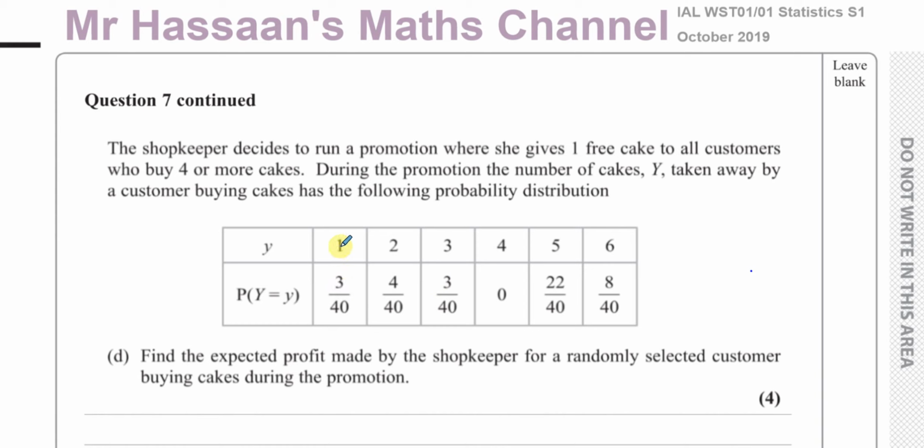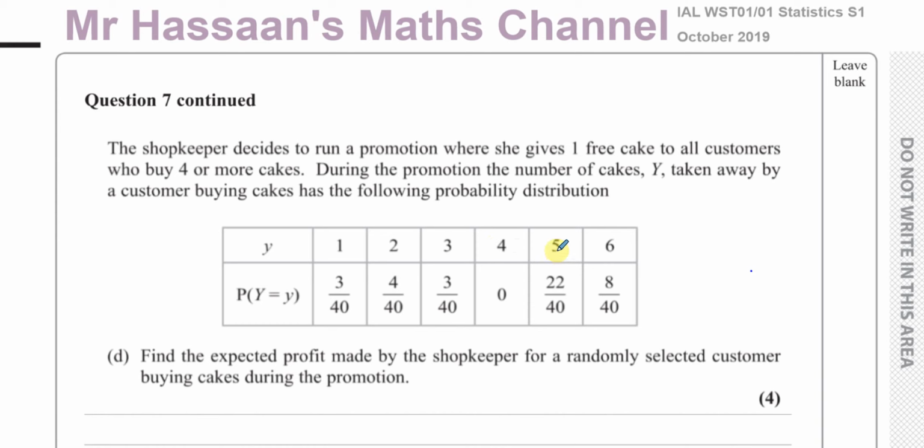So that's a probability of 1 cake being taken away, 2, 3. Of course, nobody's going to take away 4 cakes, because when they buy 4 cakes, they're going to be given 5 cakes. So no one's going to be taking away 4 cakes. If they buy 1 cake, they get 1 cake. They buy 2 cakes, they get 2 cakes. They buy 3 cakes, they get 3 cakes. Here they buy 4 cakes, they take away 5 cakes.